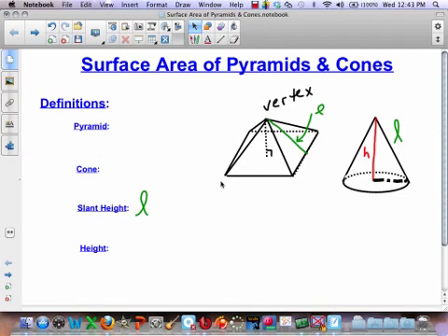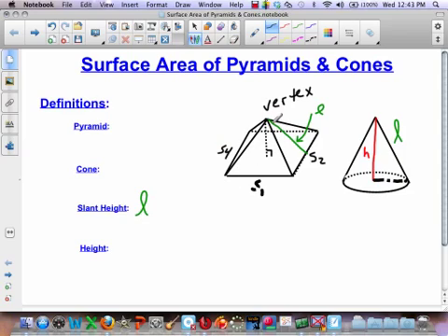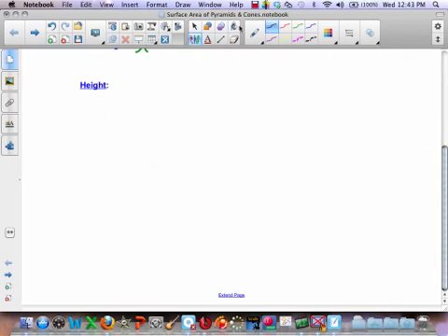On a pyramid, what shape are my sides? They're triangles. How do you find the area of a triangle? Half base times height, right? Okay, so let me ask you this. Let's suppose this is my side 1. This is side 2. And then we have side 3 in the back, side 4. How many triangles do I have then? I have 4 triangles, right? So let's go ahead and draw my little triangle.